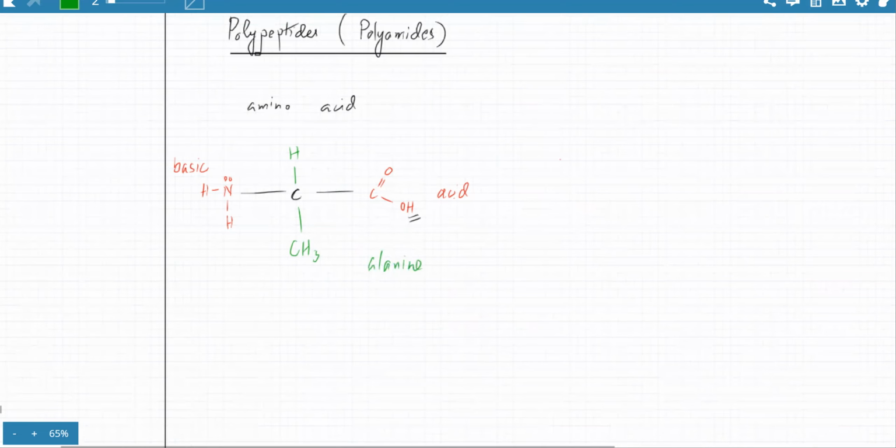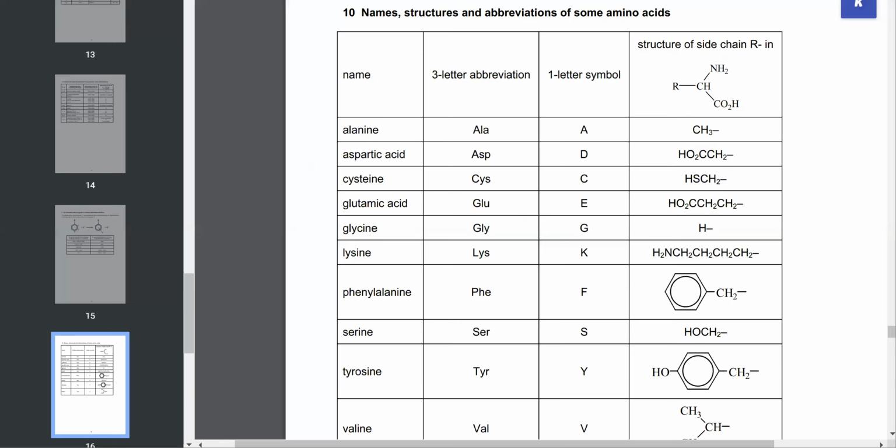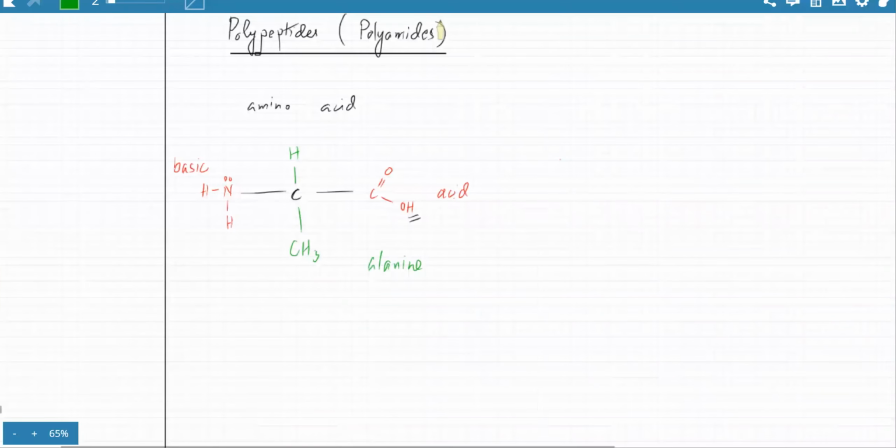And the R group would be different for other molecules. For example, glutamic acid would be CH2COOH. So the R group would keep changing depending on the amino acid. And most amino acids are going to be chiral. They are usually chiral except for one. This carbon is chiral.